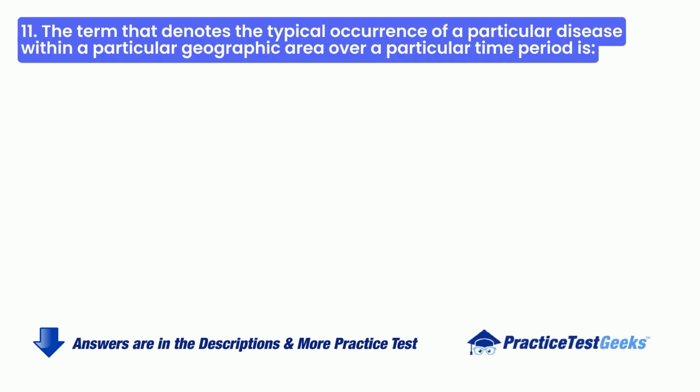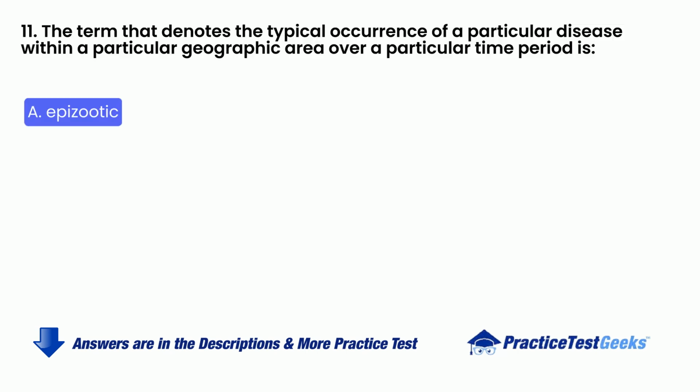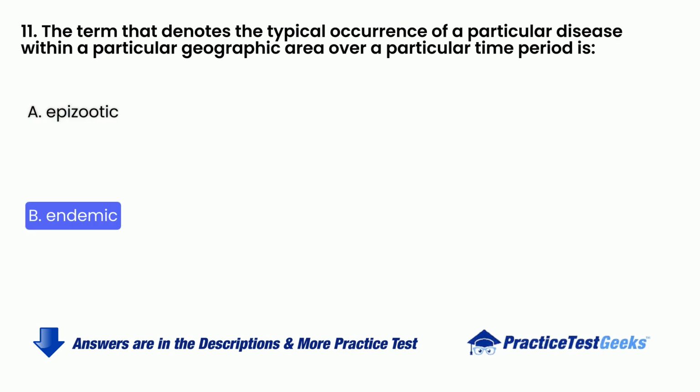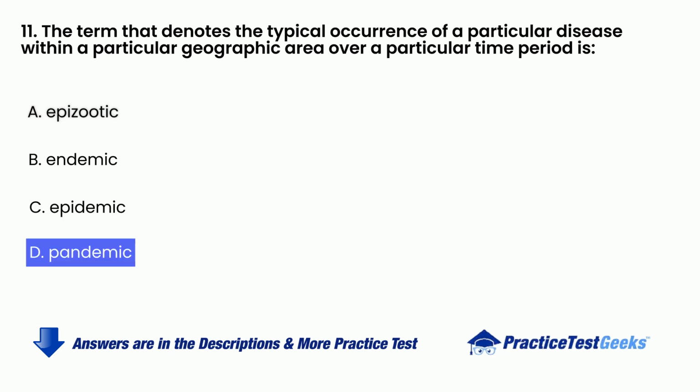The term that denotes the typical occurrence of a particular disease within a particular geographic area over a particular time period is A. Epizootic. B. Endemic. C. Epidemic. D. Pandemic.